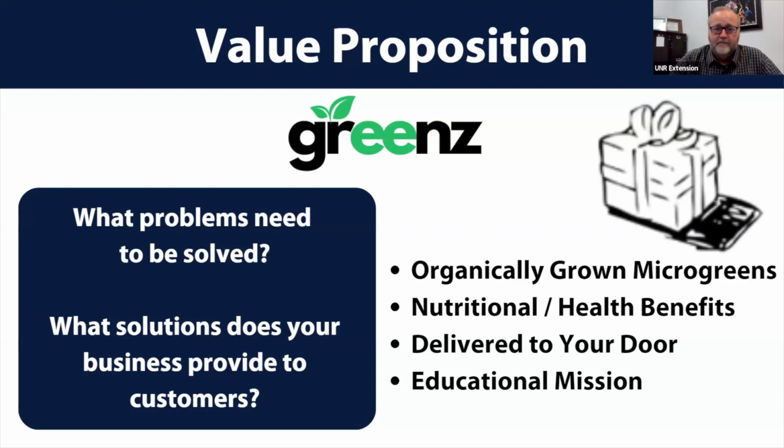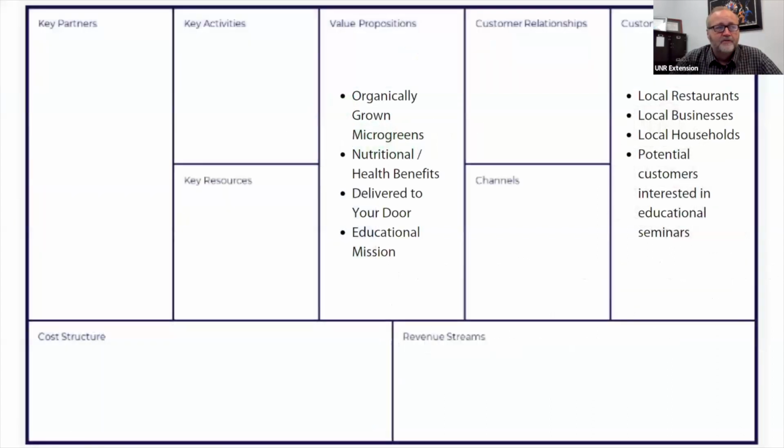This is what our business exactly provides. We sell organically grown microgreens. We provide these health and nutritional benefits they may not be getting elsewhere. We deliver them to your door, as well as having our educational mission. So we fill that in on our value proposition chart, okay? And we go on filling in our business model canvas.